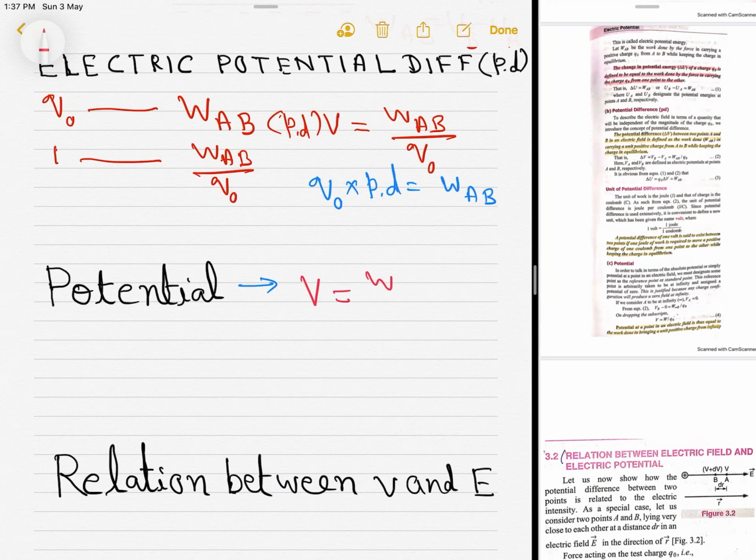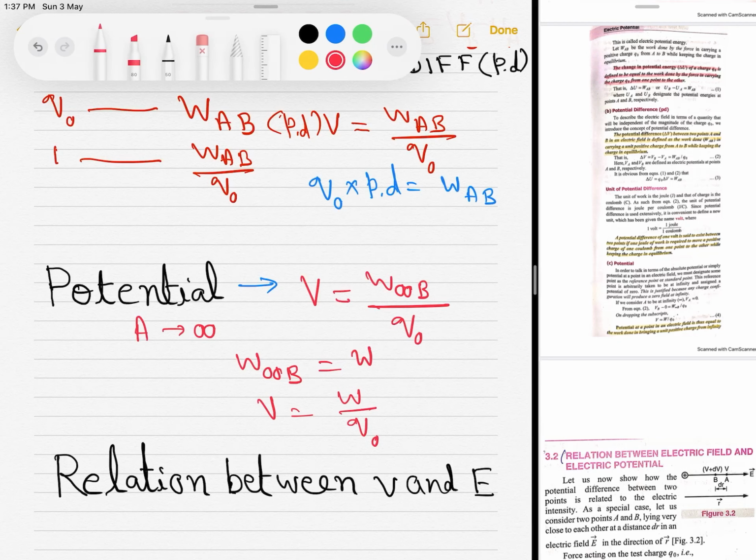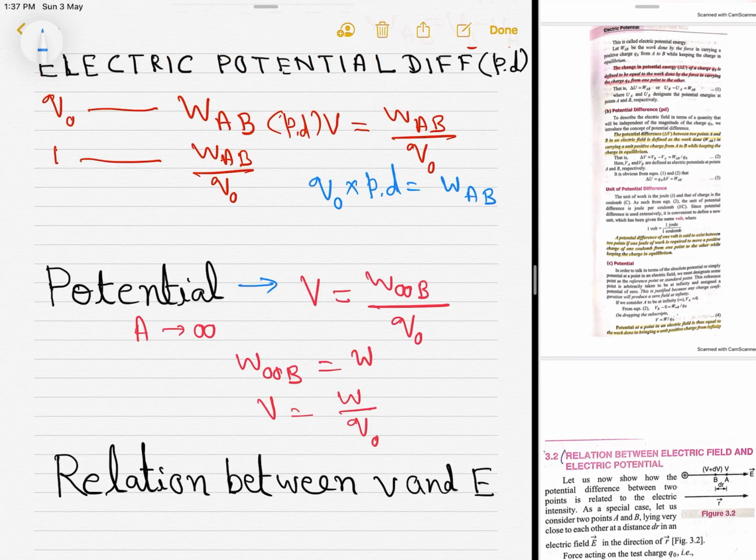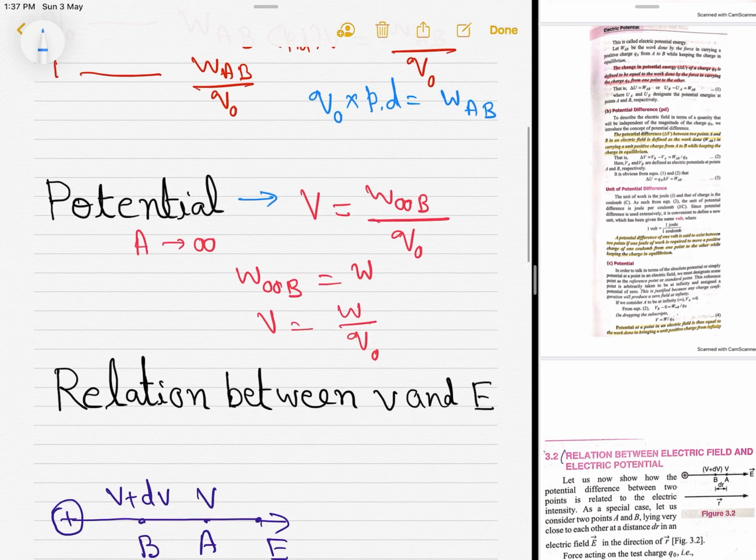V is equal to W infinity B upon Q naught. Means A point is at infinity. So W infinity B I am writing here only as W. So V is equal to W by Q naught. So we can define potential in this way, that it is the work done to bring unit positive charge from infinity to a point. Its unit is joule per coulomb or volt, and it is a scalar quantity.